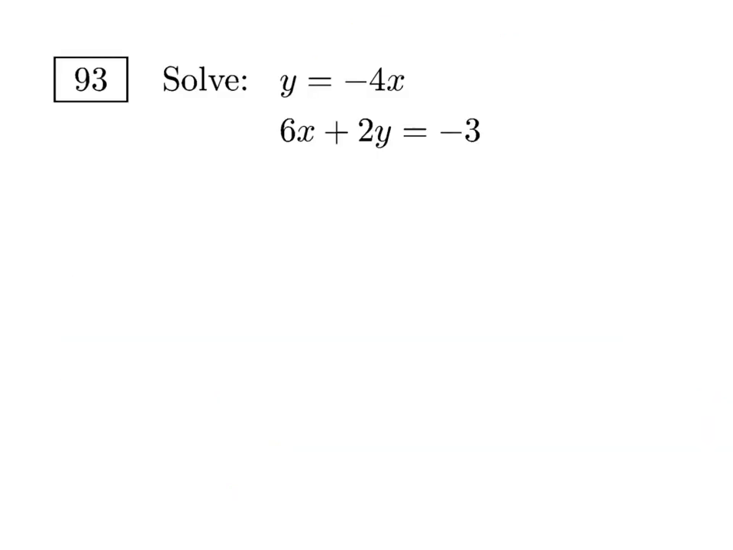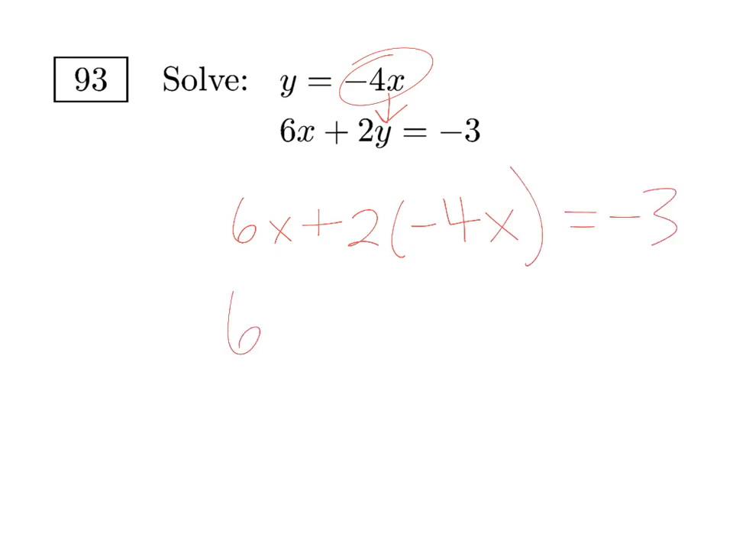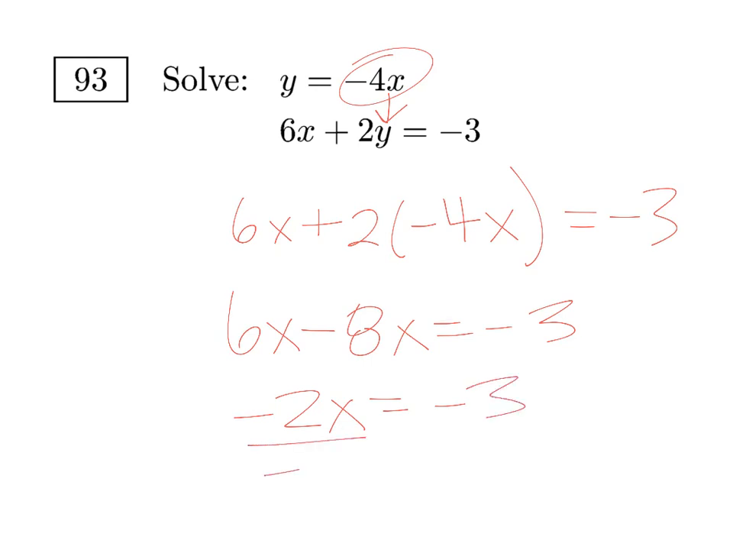That's this question. Solve. They make this really easy for us. Just plug 4x in for y here. So I have 6 plus 6x plus 2 times negative 4x is equal to negative 3. So I have 6x minus 8x is equal to negative 3. So now I have negative 2x is equal to negative 3. Divide by negative 2. I get x is equal to 3 halves.